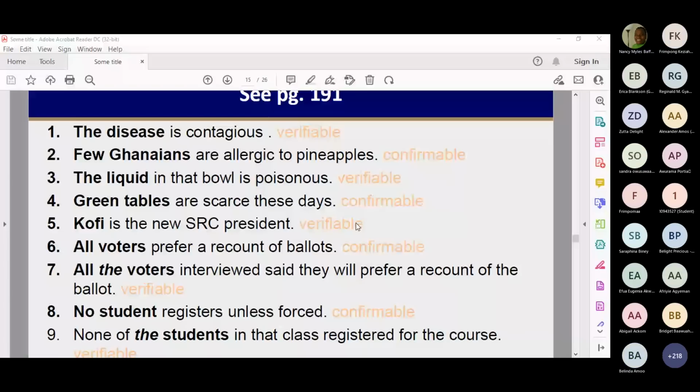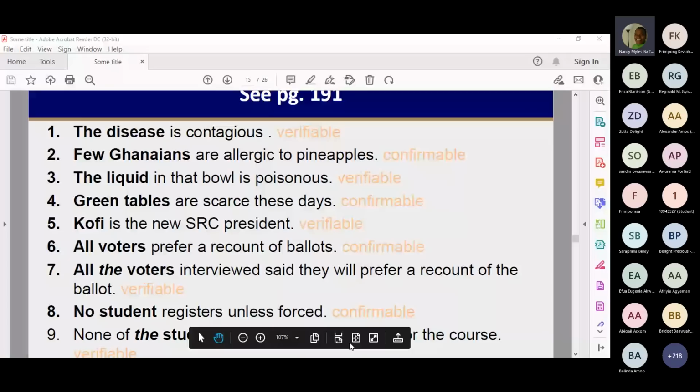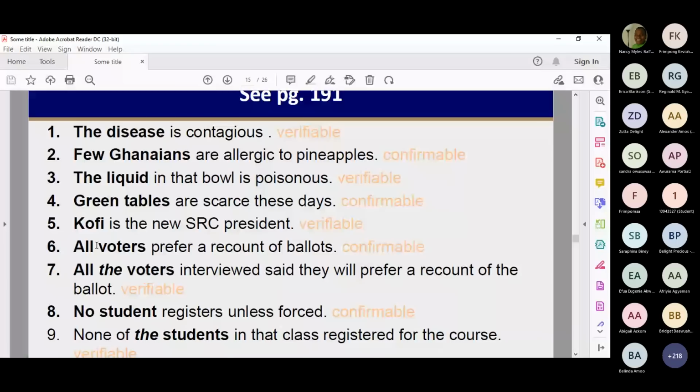Now, when it is general, whether statistical generalization or universal generalization, universal generalization is also called law-like generalization. Don't forget. So when it is either statistical or law-like, it is still a generalization. We would therefore say it is what? Confirmable. All right. So on our screen, some few pointers there. See 6 and 7. They look alike, but I tell you, their depth is not the same. If I said all voters prefer a recount of ballots, and another person said all the voters prefer the recount of the ballot, we are not saying the same thing.